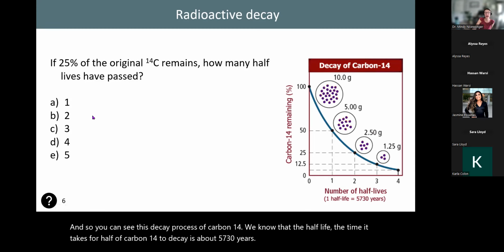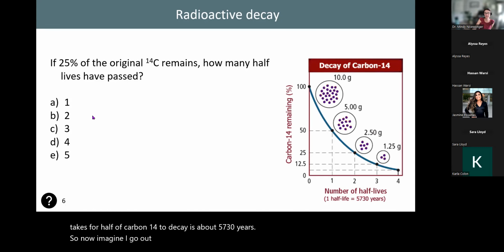So now imagine I go out and I collect a sample of permafrost and I find that 25% of my original carbon-14 remained in the sample. How many half-lives of carbon-14 decay occurred in that sample?